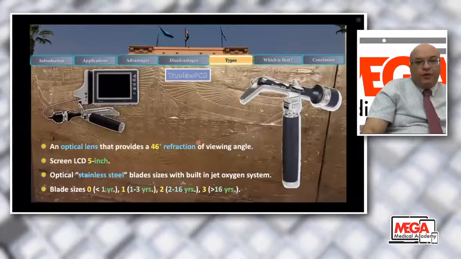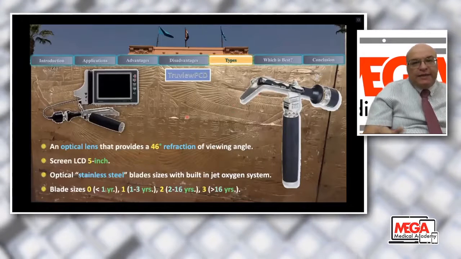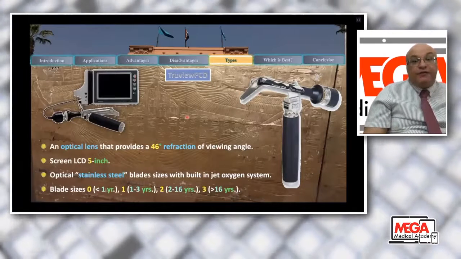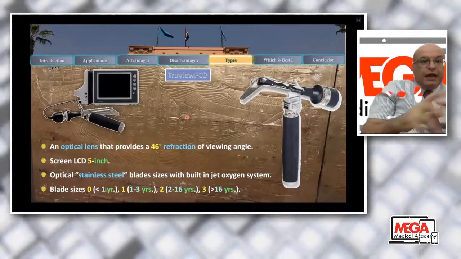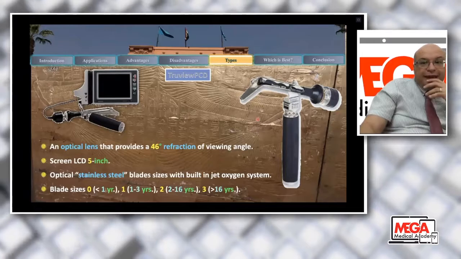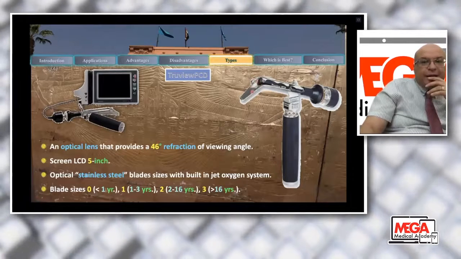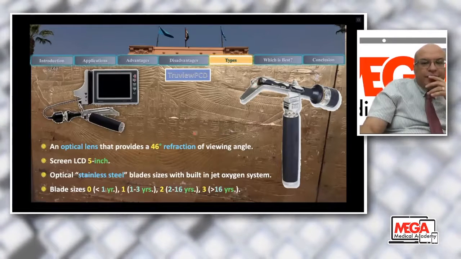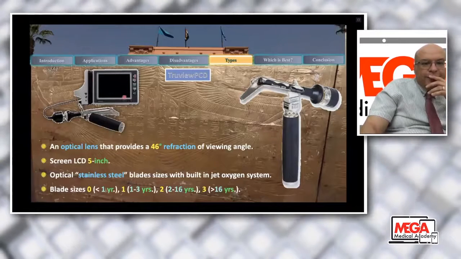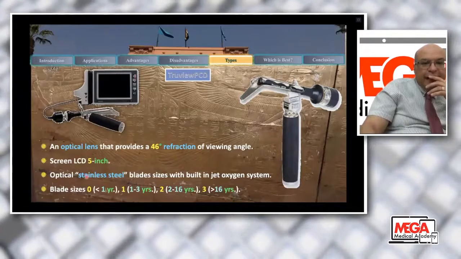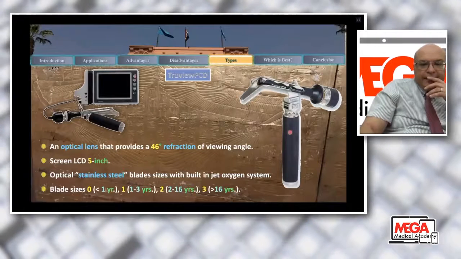TrueView, and TrueView BCD is another technology. It is based on rarefaction, you know, the rarefaction in ocular physiology. It is the same concept. There is an optical lens here, and the image coming is just a rarefaction with a 40-60 degree, and it is available in 5-inch LCD and stainless steel blades.